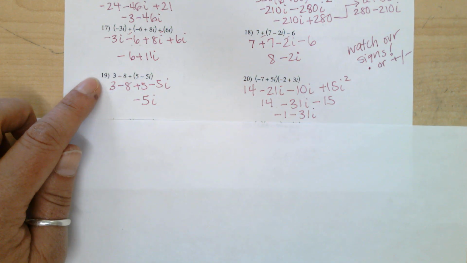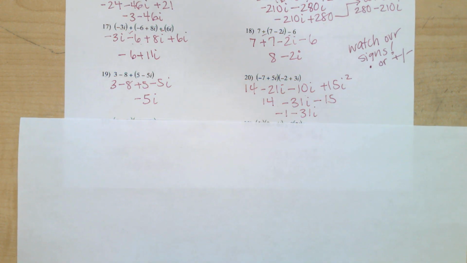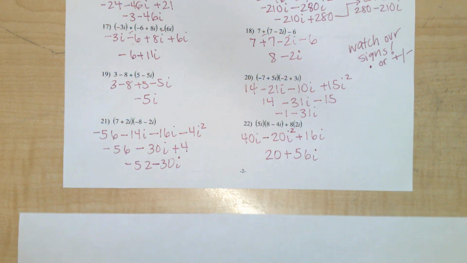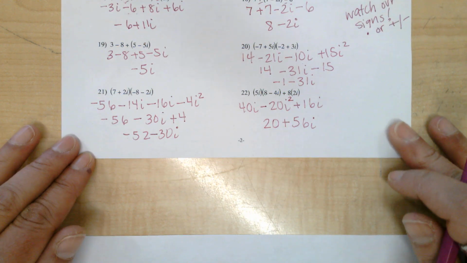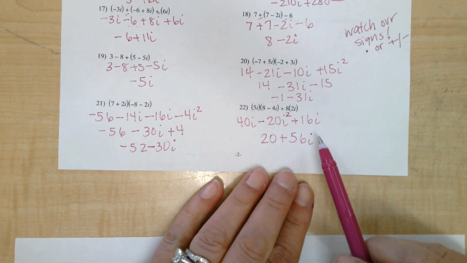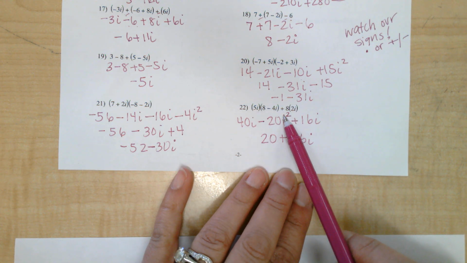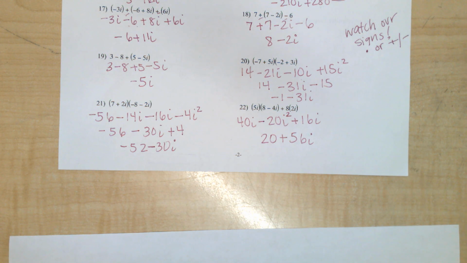All right, so 19, here we have addition and subtraction. Now we're back on multiplication. And the last set, 21 and 22, here we have multiplication. And for 22, we got it all. We got multiplication and we have addition. So you can pause it, check your work, and you have the answers.